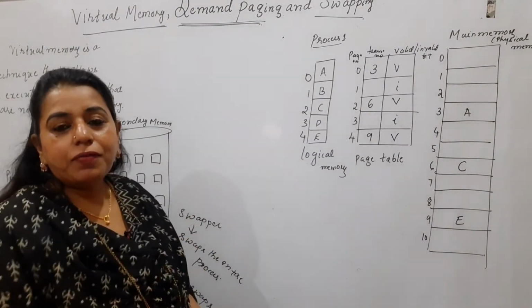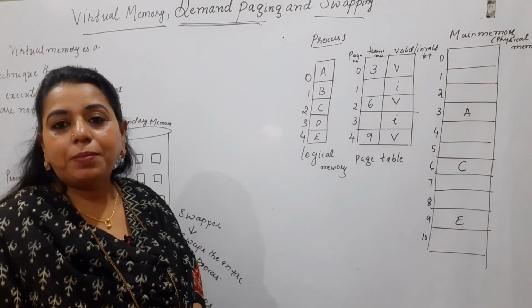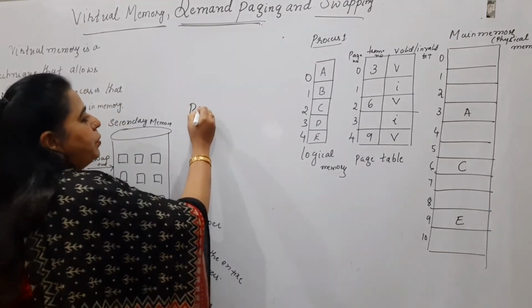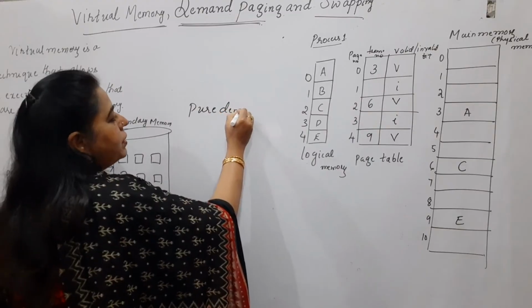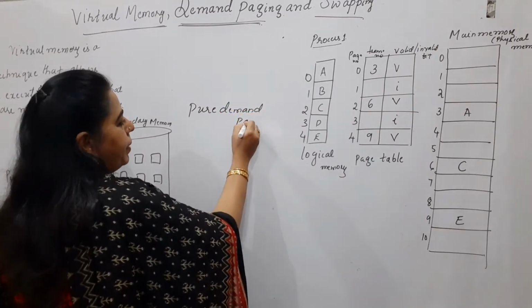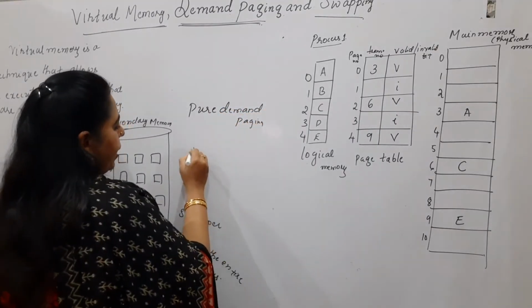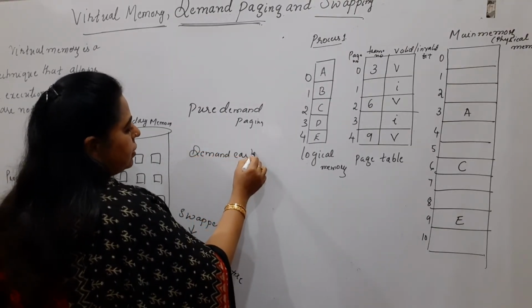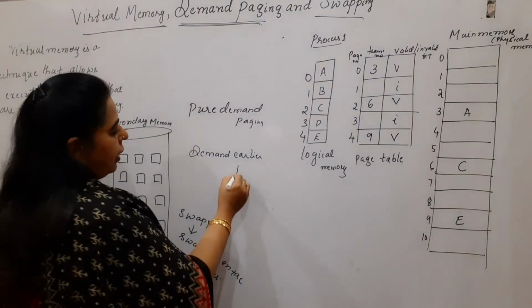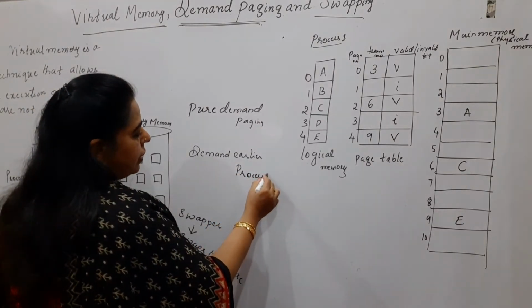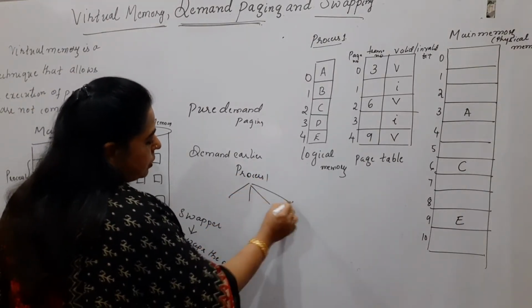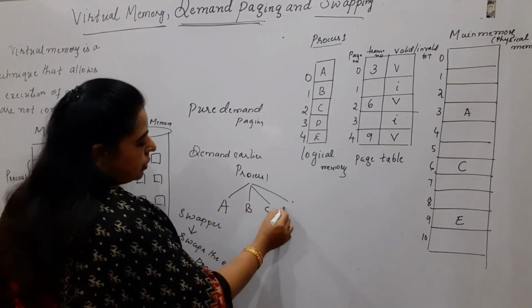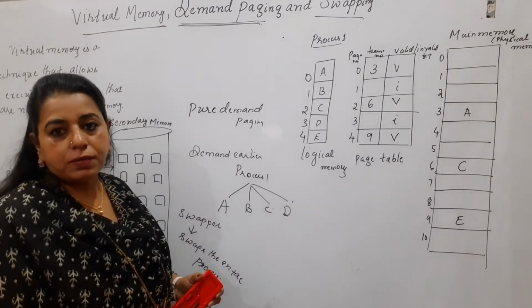So in continuation with demand paging, there is also one more term associated with it. It is called pure demand paging. Now what is the difference between demand paging and pure demand paging? First, let me tell you about demand paging. Demand paging, as I said just in the beginning of this session, once again with an example I'll try to tell you. There is one process, let us assume process 1. Process 1 has got 4 pages.